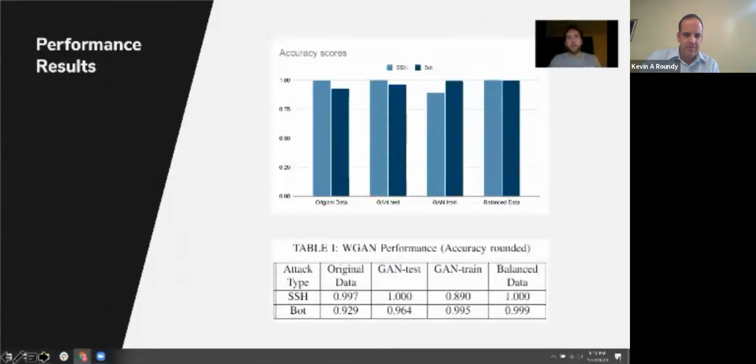Initial results of this work in progress show promising performances for two attack types, namely SSH brute force and botnet. Each model shows strong performance on the GAN train and GAN test metrics, though there is potential for improvements. Both models show an increase in accuracy on unseen real samples when using a classifier trained on a dataset that contained novel generated samples over a classifier that was trained on only a subset of the original data.